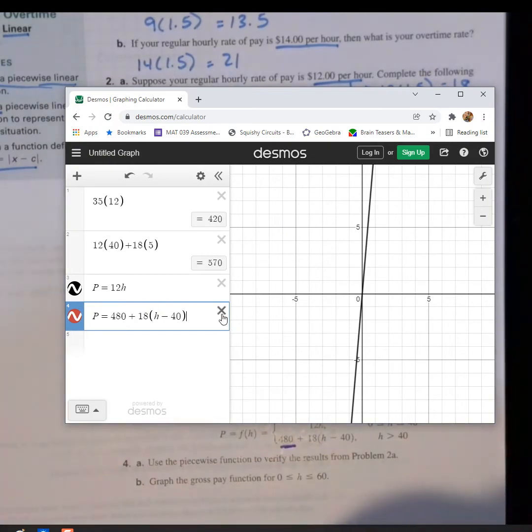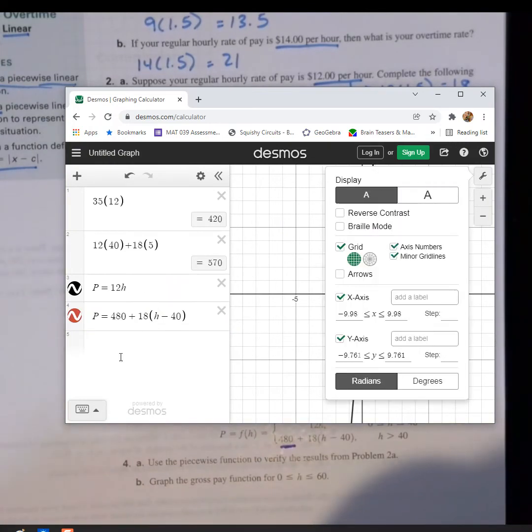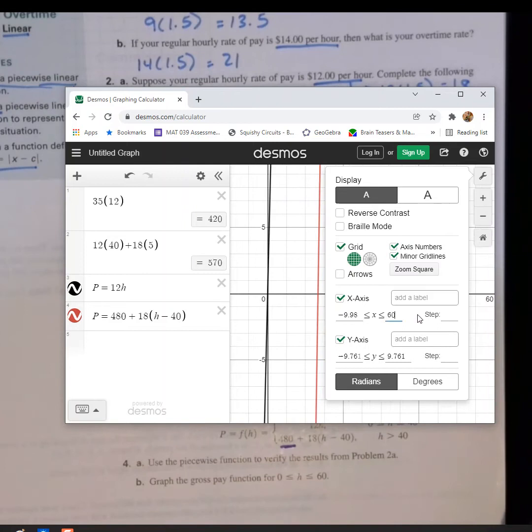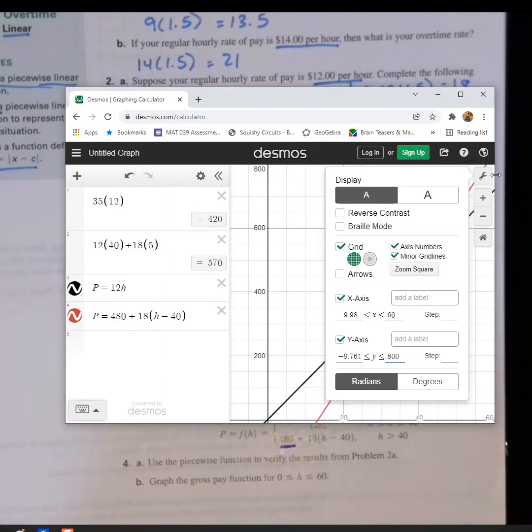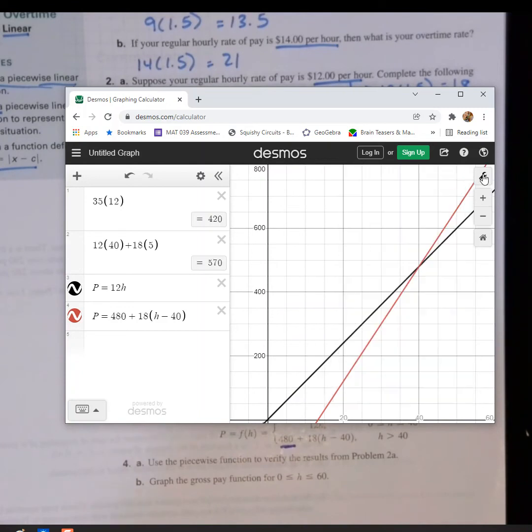I'm going to rescale this real quick first because I know the output on this is bigger than 480. And I know my input needs to be working more than 40 hours. I'm going to take it up to 60 for the input. I'm going to take my output up to 600, and that'll give us maybe even 700 or 800, just because I'm noticing that I'm not quite high enough. Now that I'm over here, I'm high enough. So if I graph these full functions, it looks like I have some intersecting lines. That's not what I want.